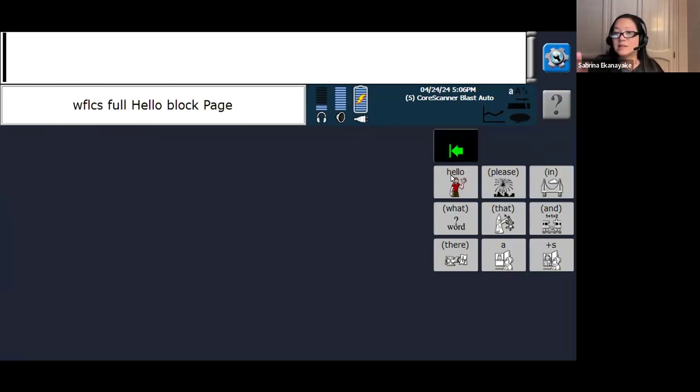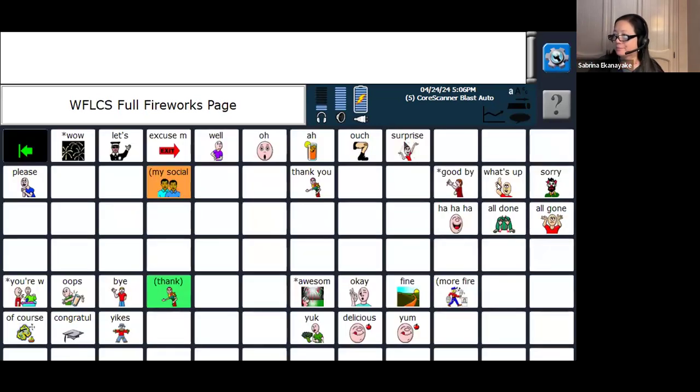So now we go into scanning this block. This block is going to scan hello, please, in what? All the way around, all 9 of these. And then we have the second time we hear hello, second scan on this block. And we hear please selected.